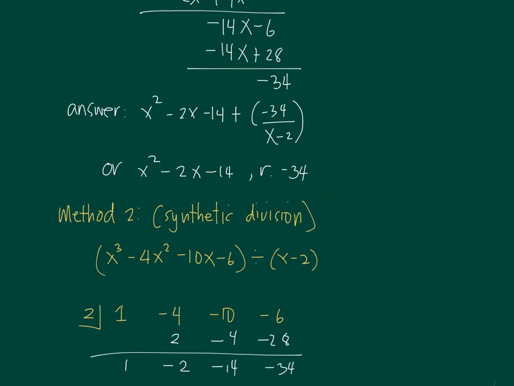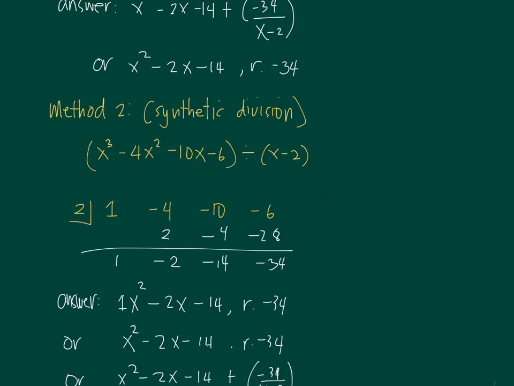Okay, so for the synthetic division, we have of course the same expression. So we get the coefficients of the polynomials. We get 1, negative 4, negative 10, and then negative 6. And then since x minus 2 is a divisor, we use the number which is positive 2. Not negative 2, it's positive 2. So first step in synthetic division, you bring down 1, you multiply, you get this number, you add, you get this number, then you repeat that procedure until you get the remainder negative 34.